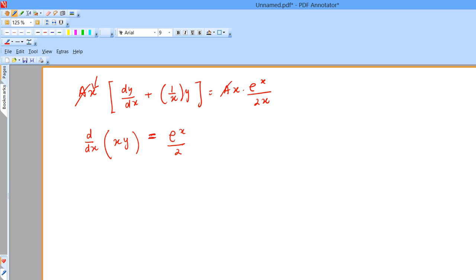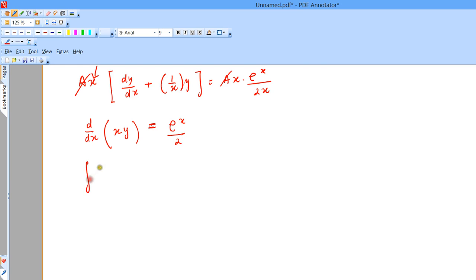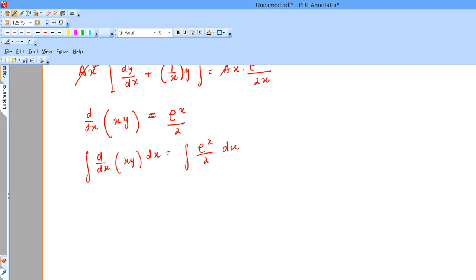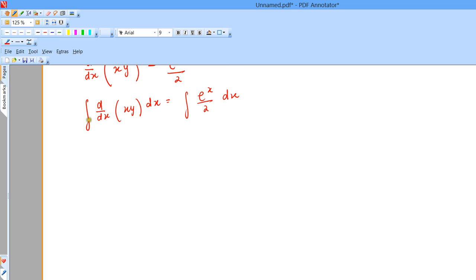Next step, apply integration on both sides. So integrate d over dx of xy times dx equal to integrate e power of x over 2 dx, with respect to x. Since we have notation of integration and differentiation, we can cancel out. So we get xy equal to e power of x over 2 plus c, or y equal to e power of x over 2x plus c over x. So this is the final answer.